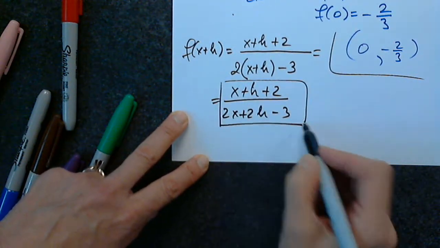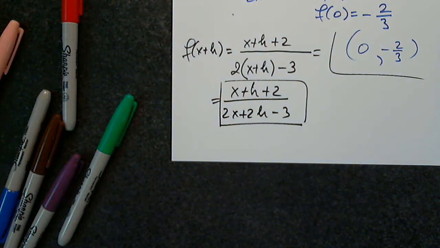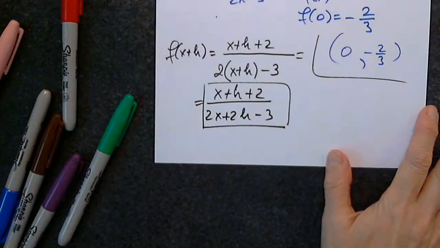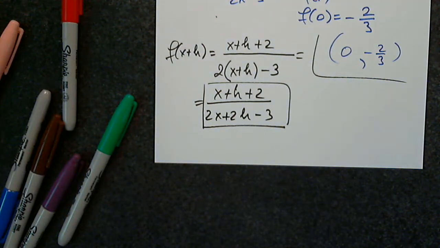But this is it. There's nothing I can do. Don't attempt to simplify. They're all terms. You can only simplify factors. You cannot simplify the 2's, the h, x, nothing, because they're all terms. And in a ratio, I cannot simplify terms. I can only simplify factors. Any questions?